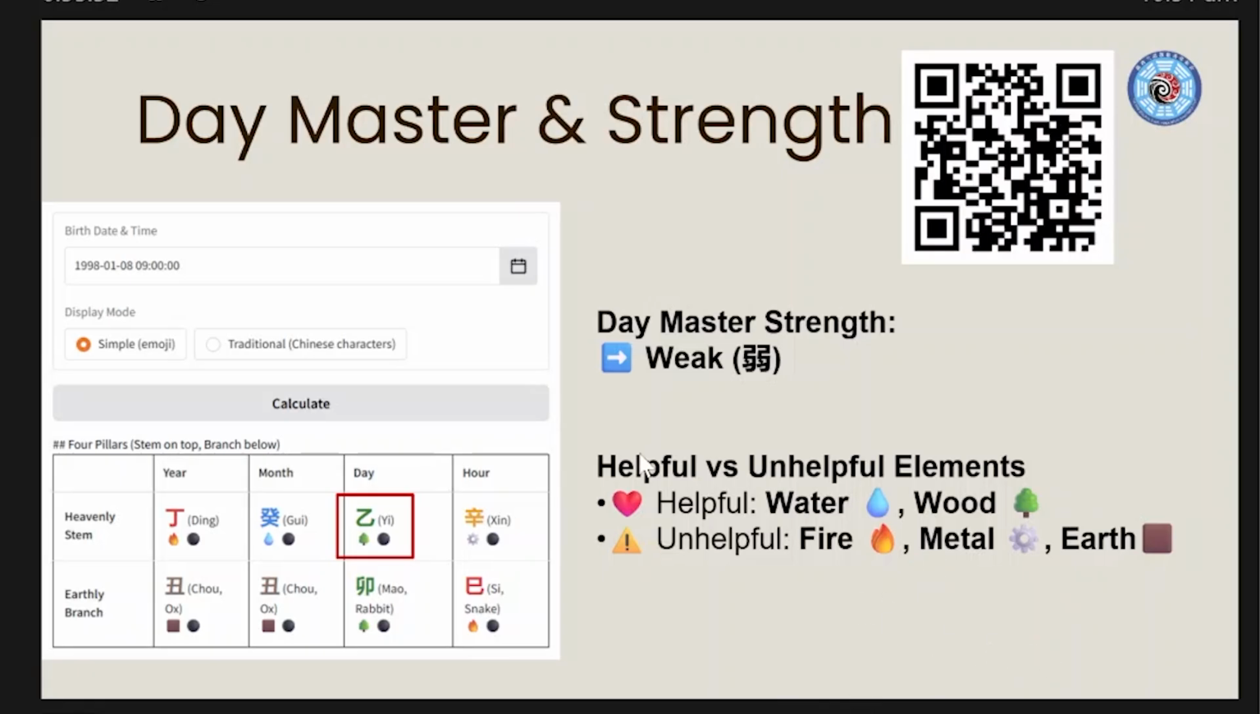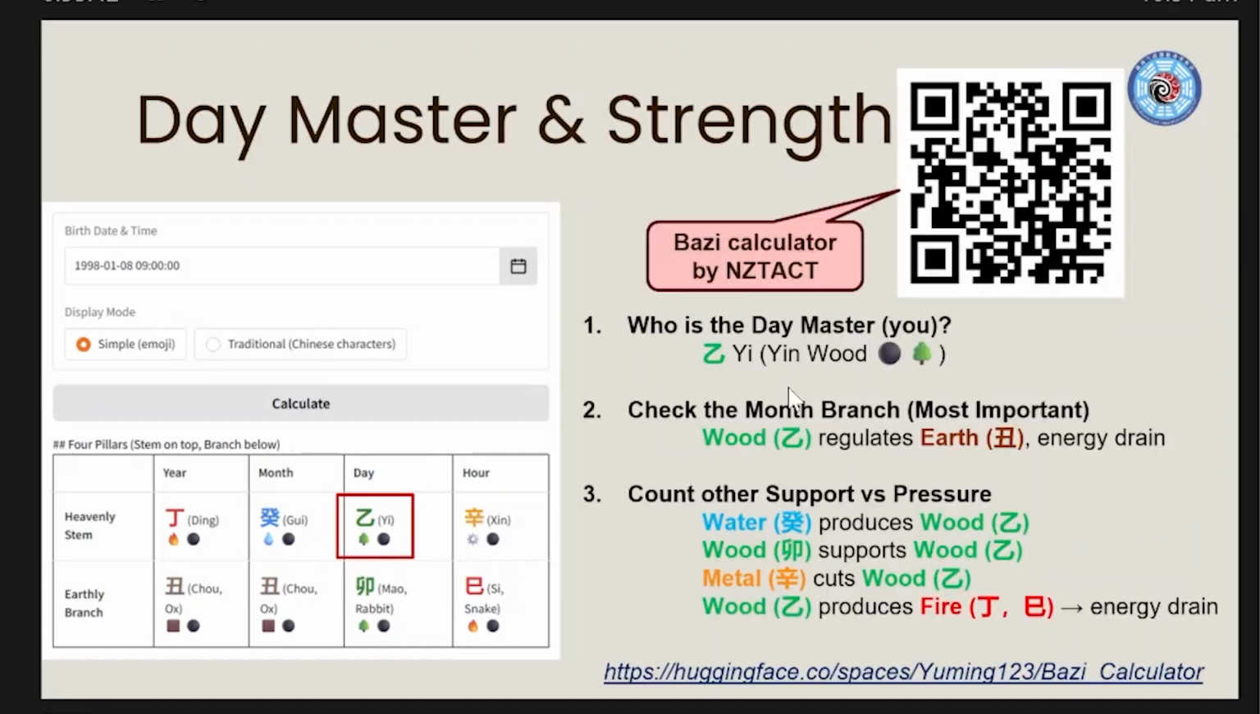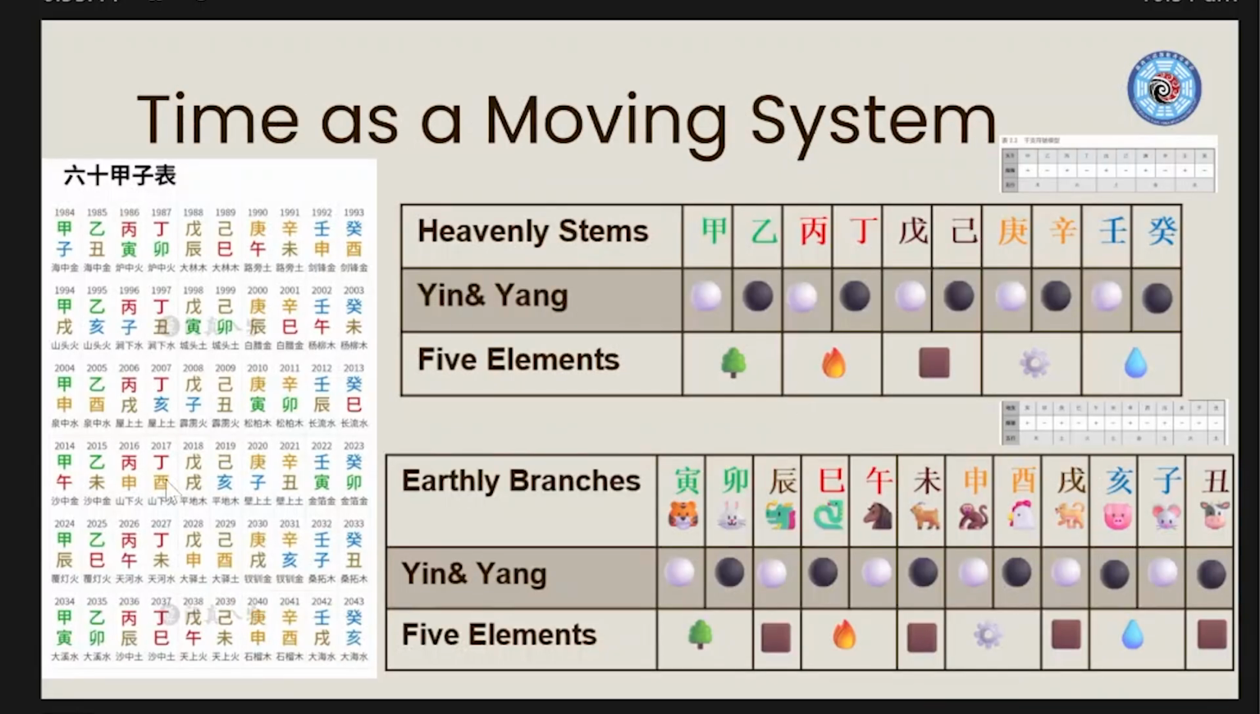So after we know which kind of element is helpful and which is unhelpful, we can make a little prediction for next year. Because we have talked about how next year is the year of fire, right? So next year is going to be 丙午, which is going to be the yang fire plus the yang fire. It's a strong fire year.